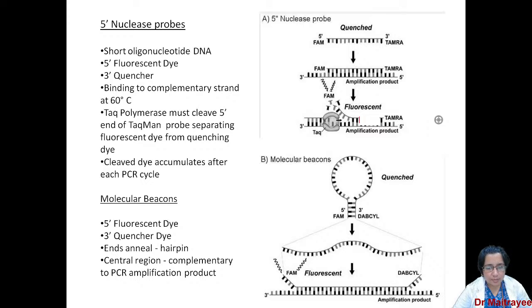Then we have molecular beacons, in which they have a characteristic hairpin-like structure, in which the fluorescent dye and quencher dye are in approximation with each other. However, on encountering the complementary strand, they straighten out such that the fluorescent dye is then separated from the quencher and fluorescence is generated.